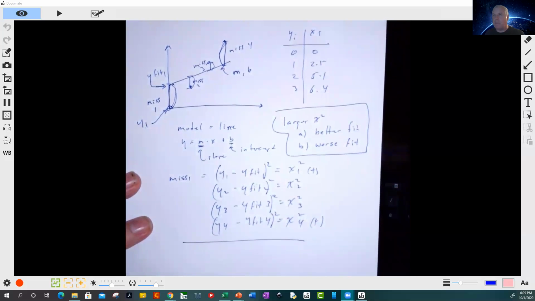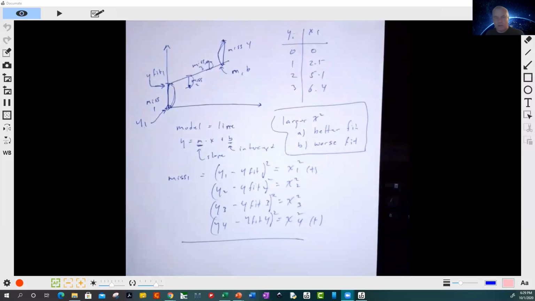The larger chi-squared, the better the fit. The larger chi-squared, the worse the fit. Answer in the comments. And don't all copy. Aditya says B, B, B, B, B, B, B, B, B, B, B, B, B. Good. Right, the larger chi-squared, the worse the fit. Exactly.